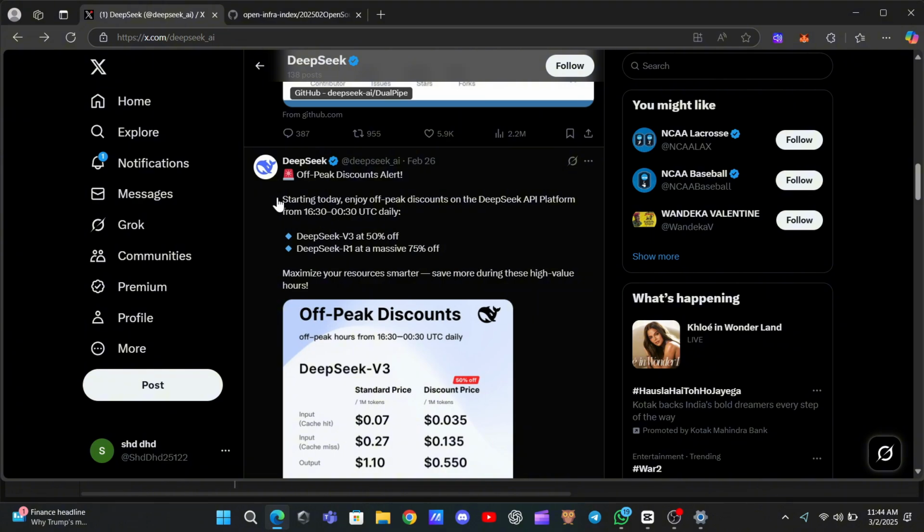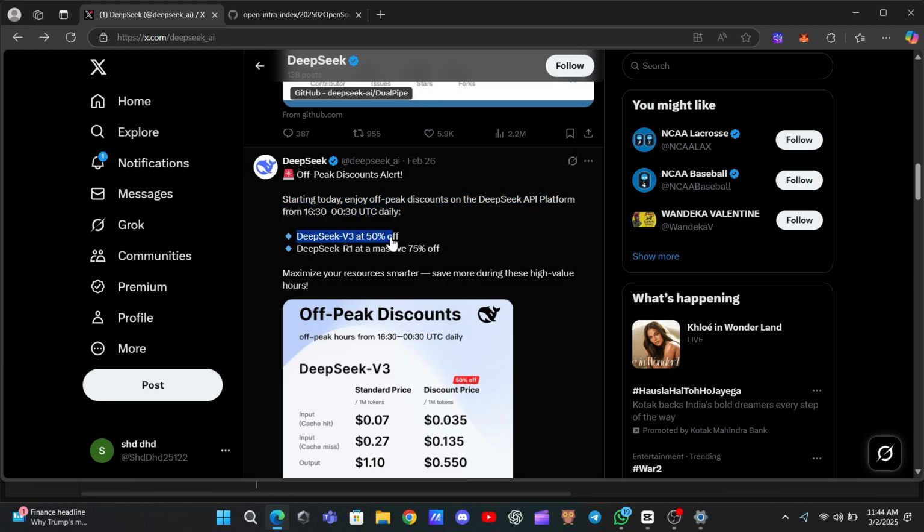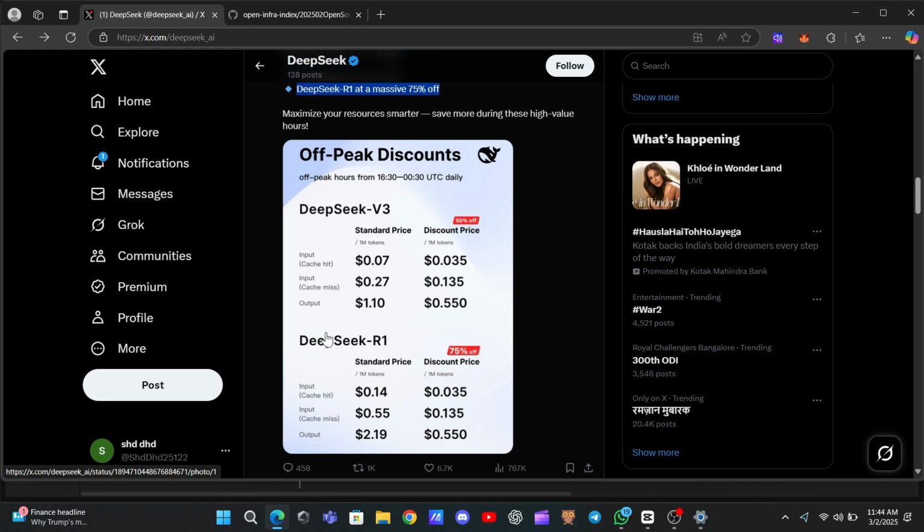They've announced that they're cutting their API pricing even further, slashing rates by 50% during peak hours and up to 75% during off-peak times, which practically makes it almost free to use, and that alone is pretty wild. But they didn't stop there.